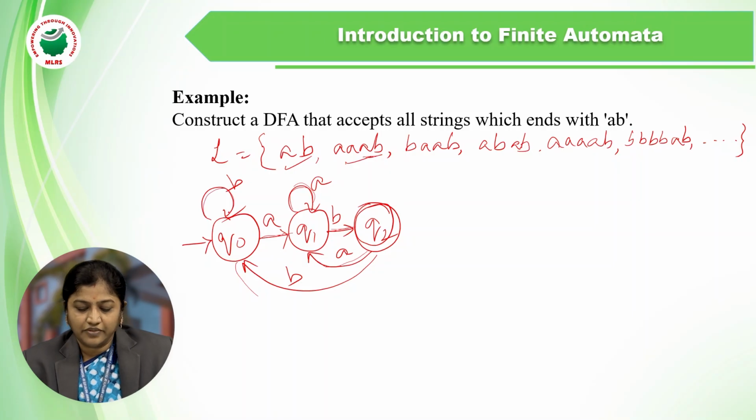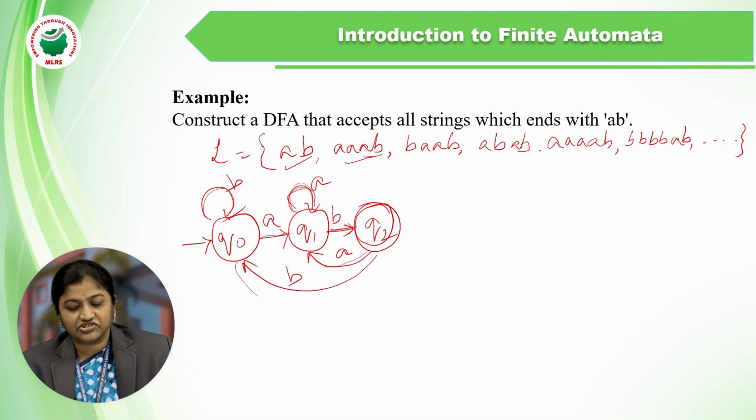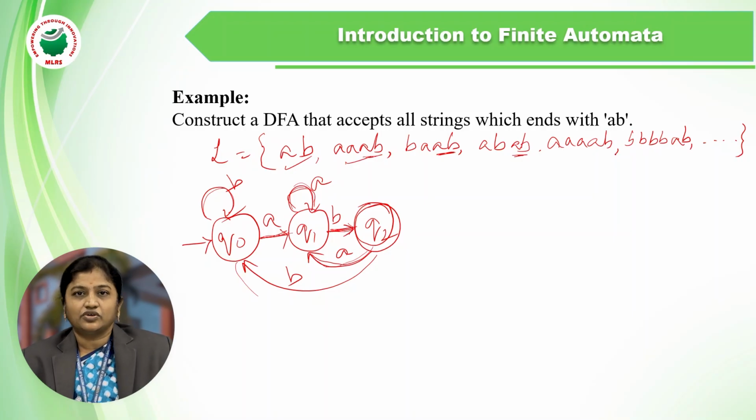B, A, A, B here. It is reaching the final state, and the condition given is it should end with AB. Next, check with this ABAB. A, B. Again A, B. It is ending with AB. So like this, we should check for all the possibilities of the strings. But it should end with AB.